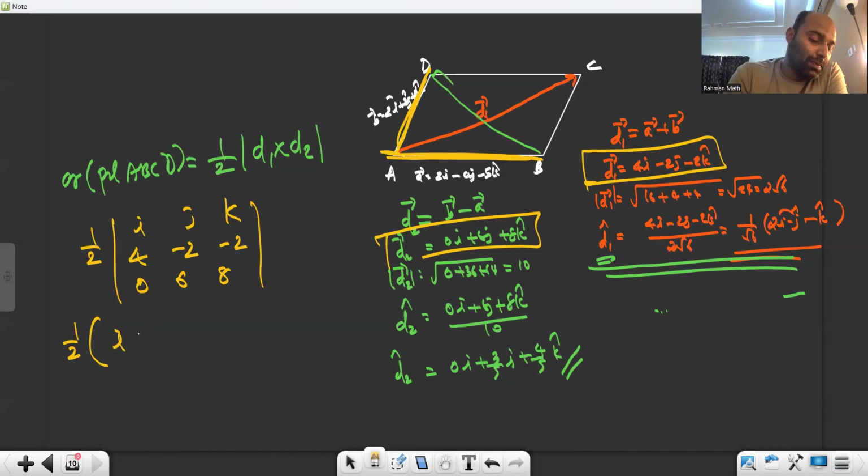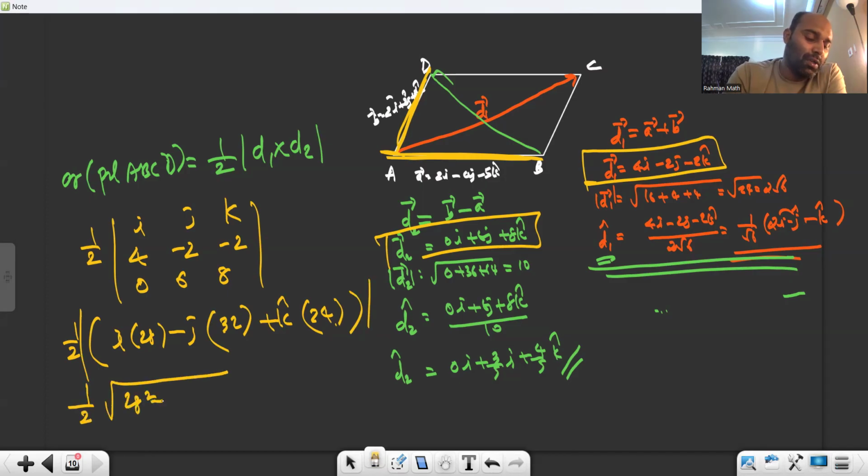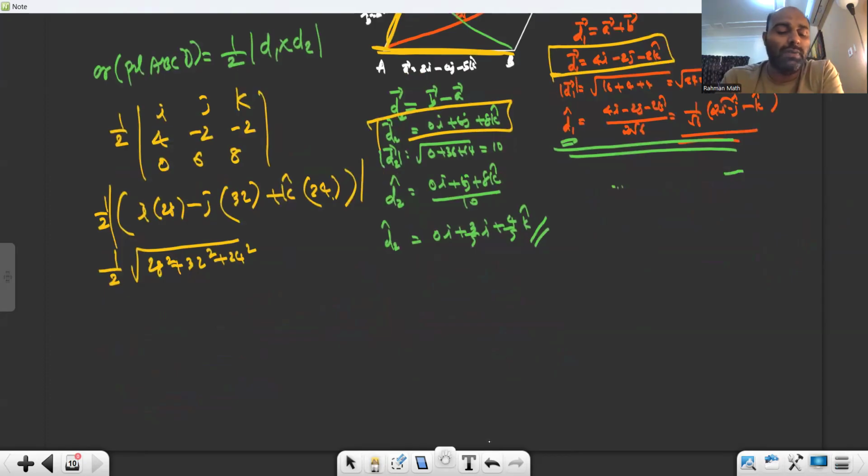i into minus 16 plus 12, 28. Minus 16 plus 12, please make sure. Minus j into 32 plus k into 24. So you have to find its magnitude. So 1 by 2 root of 28 square, 32 square, 24 square. If anything is common, you can take it outside, that's also fine. And this you simplify, what you're getting will be your answer.